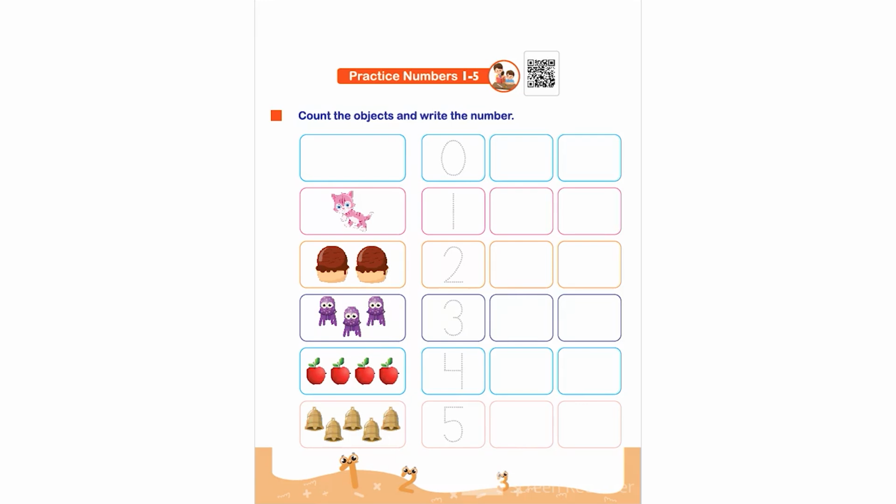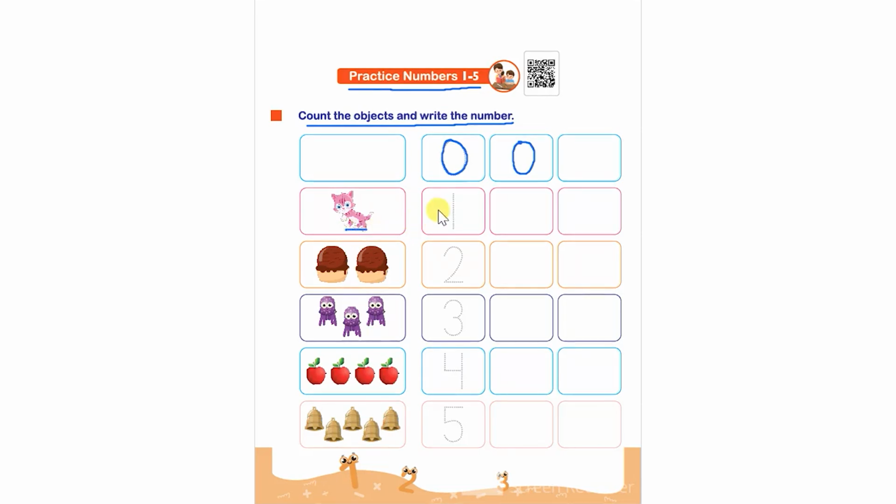Hello everyone. In this worksheet, the topic is practice numbers 1 to 5. Count the objects and write the number. So here the child has to count the objects. So here there are no objects. So first the child has to trace the number 0 and after that they have to write it on their own in these 2 boxes.